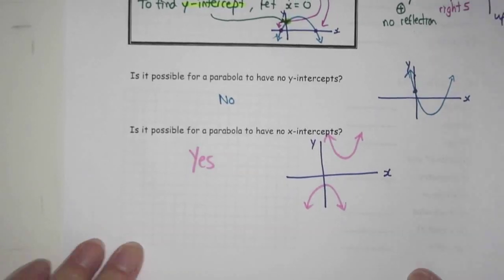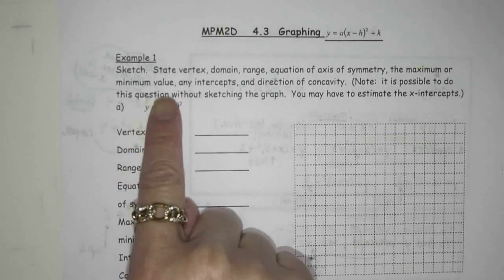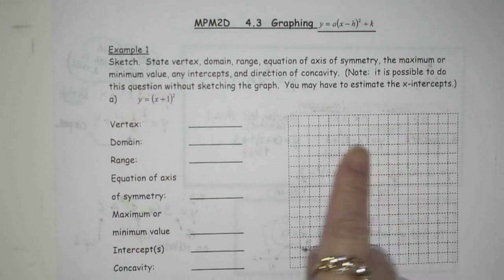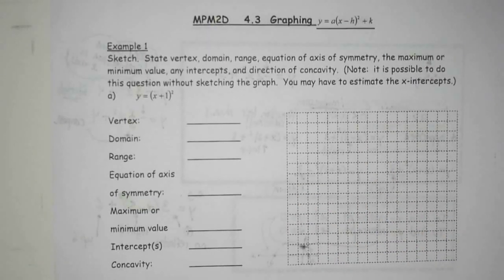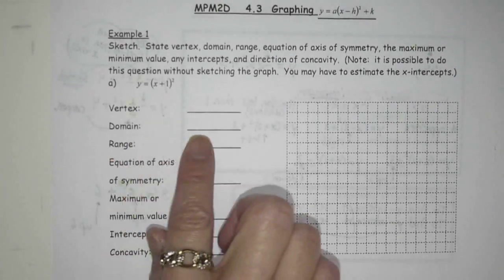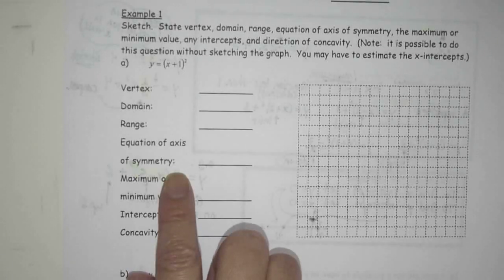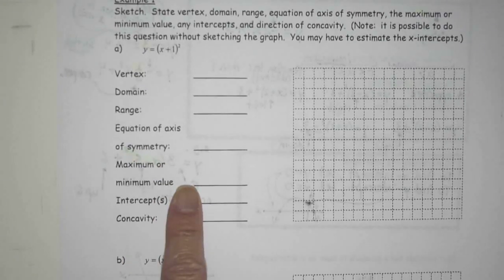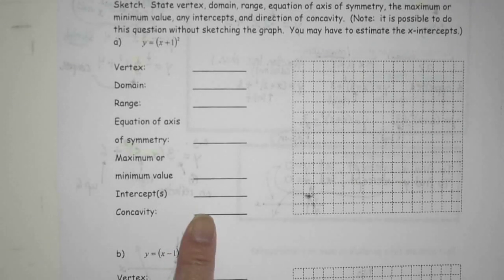Okay. And then what we're doing now is looking at some graphing. In this, I'm asking you to answer a few questions. We're going to sketch it. Sometimes we draw the grid for you, sometimes we don't, so it just depends. Sometimes we get you to set it up yourself. We're going to state the vertex, the domain, range, equation of the axis of symmetry, max-min value, any intercepts, and describe the concavity.